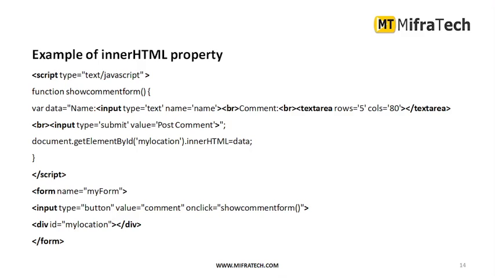document.getElementById("myLocation").innerHTML equals data. We close the script and create a form called myForm. Input type button, value comment, onclick showCommentForm. When you click on the submit button, or on the comment button, it will show at myLocation. You can execute this code and test it.